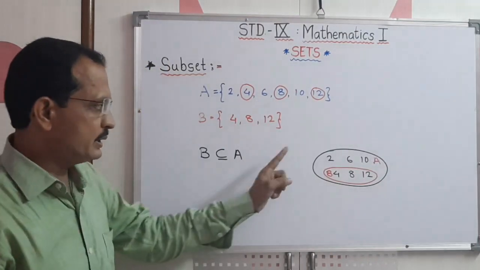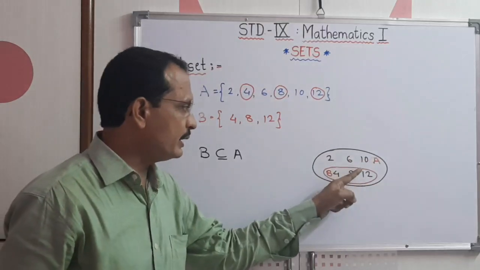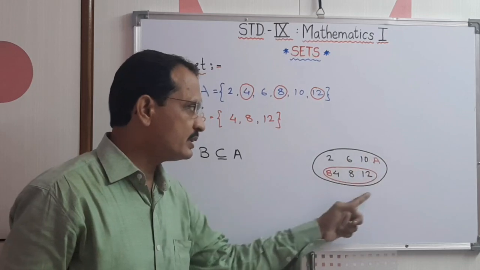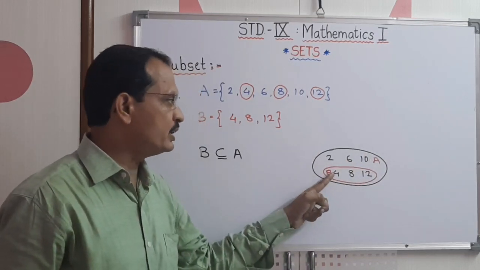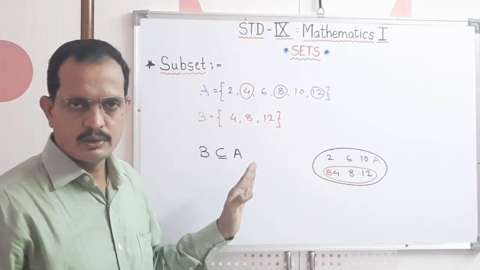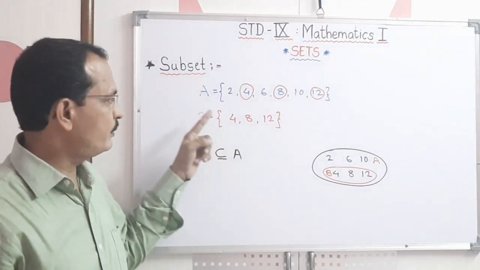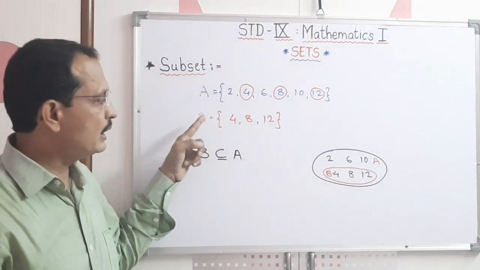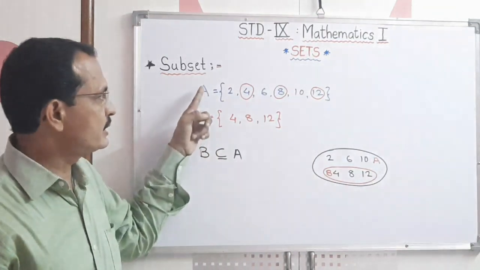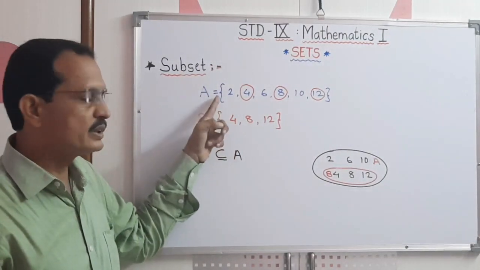Now this is set B. Therefore, see, this is set A. In that set A, there is a set B because all the elements of B are present in set A. Therefore, set B is called a subset of A. Dear student, I think you understood this concept, that is the subset. If two sets are given and all elements of set B are present in set A, then set B is called a subset of set A.